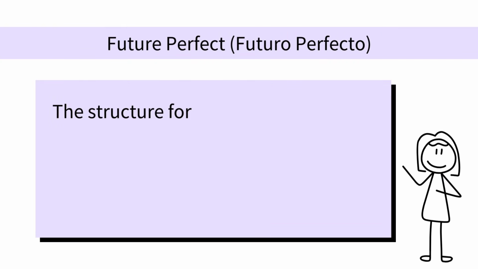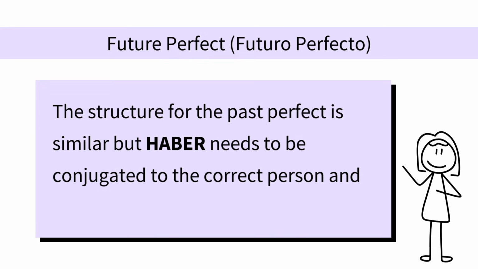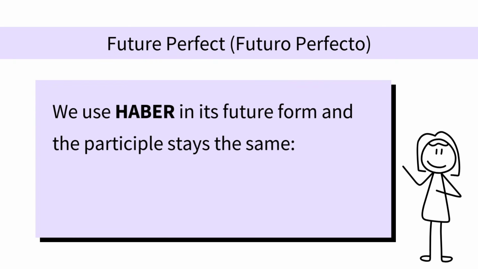So we'll move on to the future perfect, futuro perfecto. Here we're going to conjugate haber to the future tense. Habré, habrás, habrá, habremos, habréis, habrán. And then we add the participle.